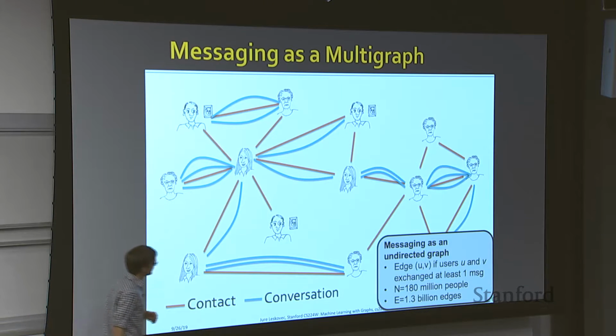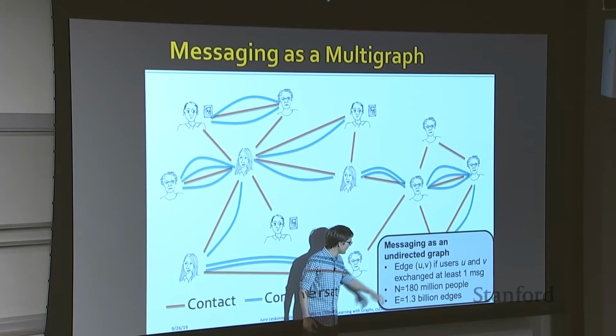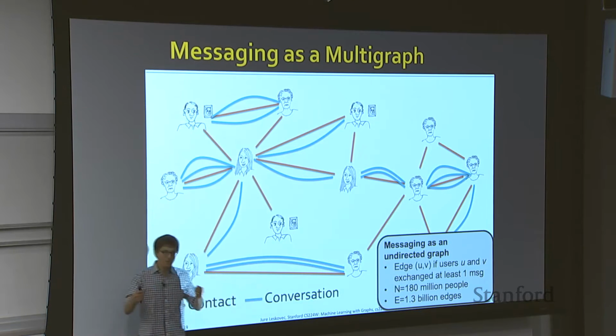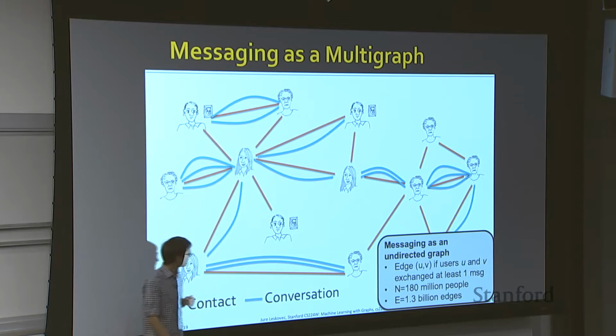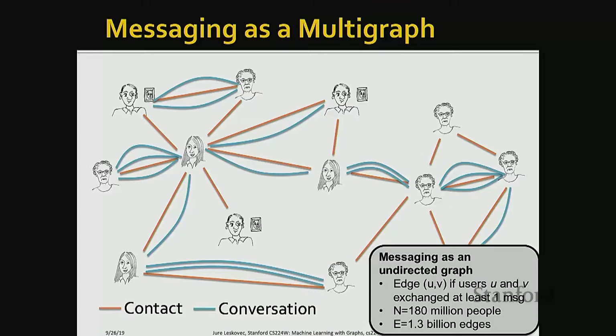And what we decided to do is to create an edge between users if they exchanged at least 1 message in this 1 month period. And that gave us these 1.3 billion edges. So for example, in our graph, there would be no edge here because these two people are not clones of each other, okay? But these two people did not exchange messages, so there is no edge, but there are edges wherever there is at least one blue line. So now we have a graph.